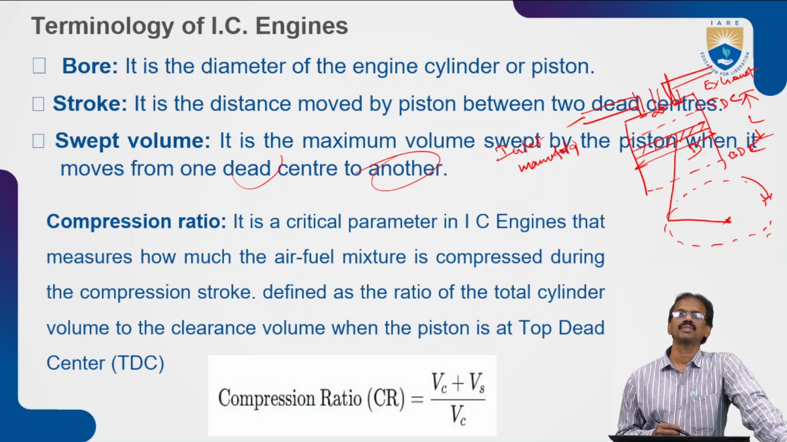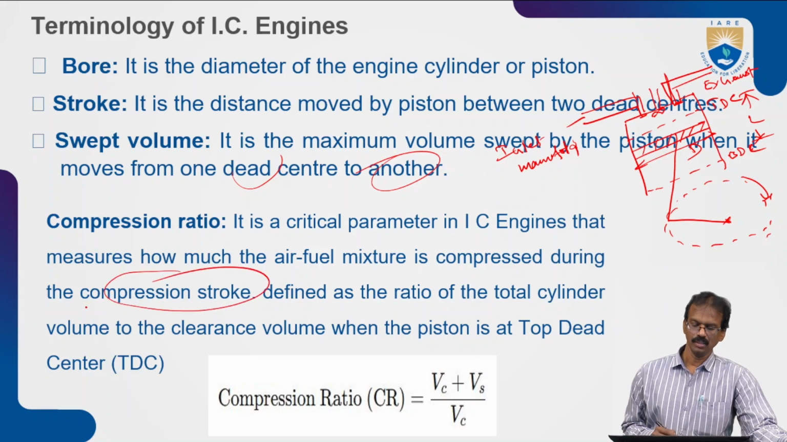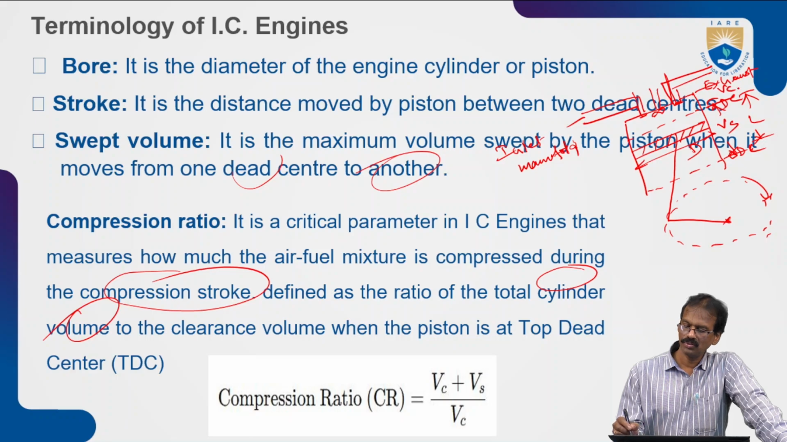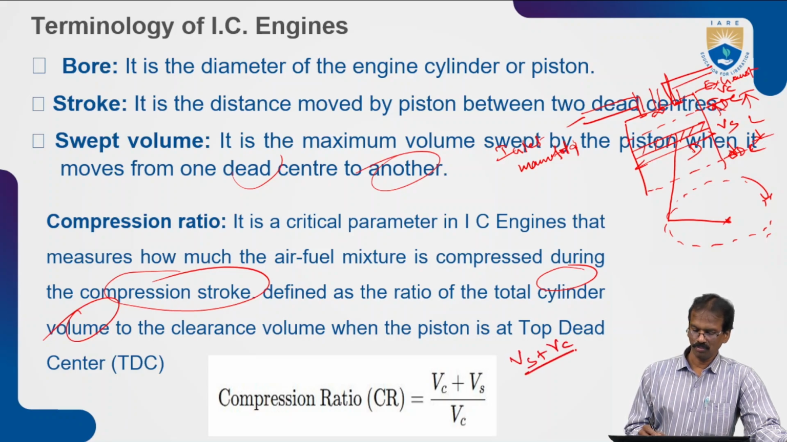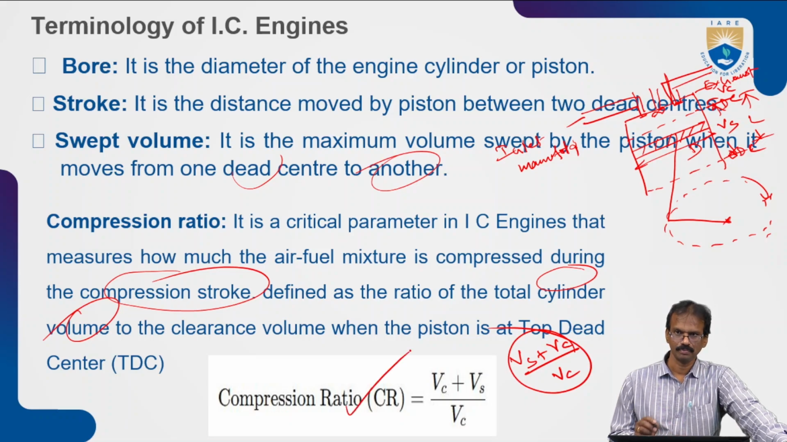It measures how much the air-fuel mixture is compressed during the compression stroke. It defines the ratio of total cylinder volume, that is the swept volume Vs plus the clearance volume Vc, to the clearance volume. So the total volume of the cylinder means swept volume plus clearance volume, divided by clearance volume Vc. That is nothing but the compression ratio.